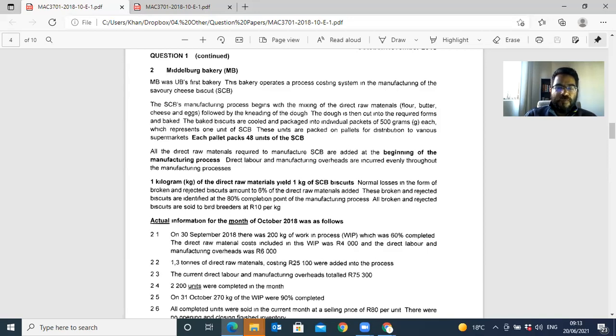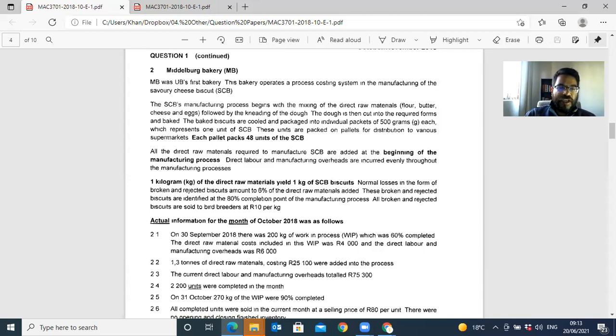These units are packed on pallets for distribution to various supermarkets. Each pallet packs 48 units of the SCB. So remember, 1 unit is 500 grams or 0.5 kilograms. Okay, so whichever way you want to look at it, and take note that each pallet is made up of 48 units. So they say all the direct materials required to manufacture SCB are added at the beginning of the manufacturing process. Direct labor and manufacturing overheads are incurred evenly throughout the manufacturing process.